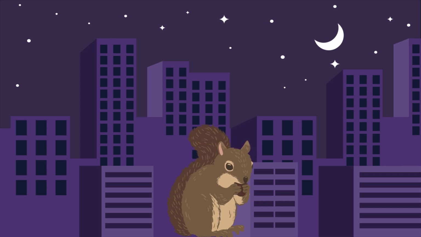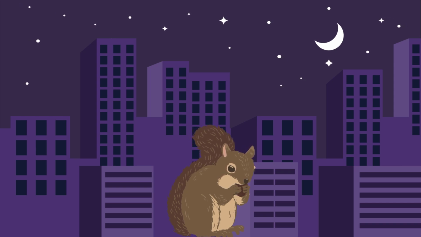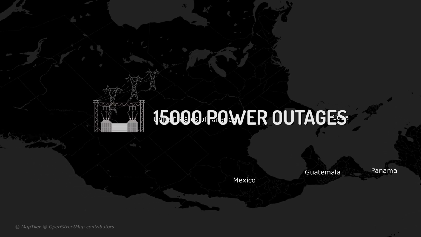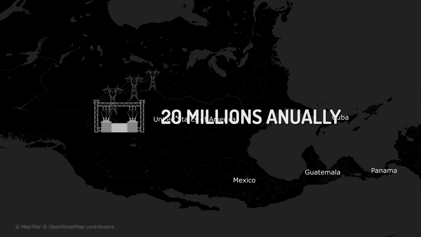However, squirrels are more than a pest when it comes to power outages. They are a serious and expensive problem. In the US alone, squirrels are responsible for around 15,000 power outages every year, which is about 15% of all outages. And that's around 80% of all animal-related outages. Furthermore, costs incurred by squirrel-related disruptions run in excess of $20 million a year.